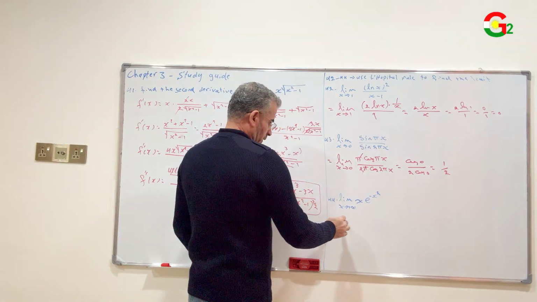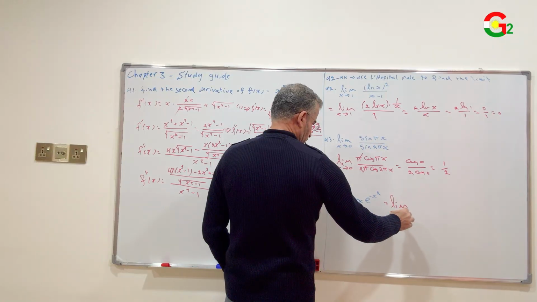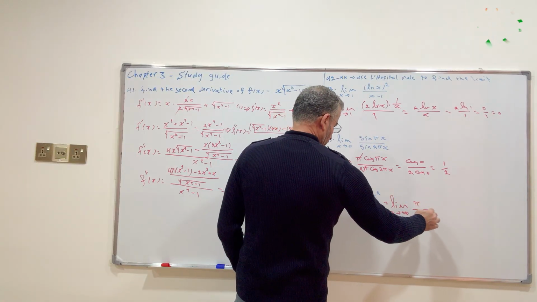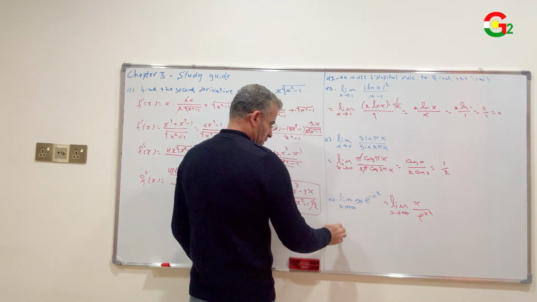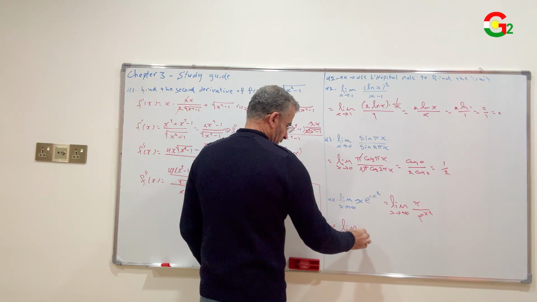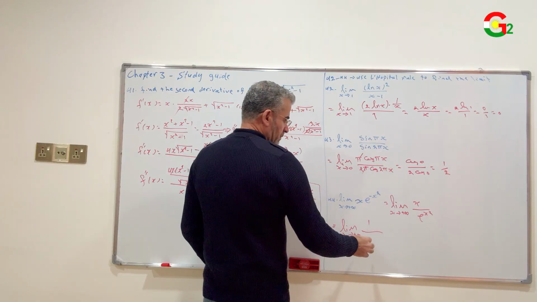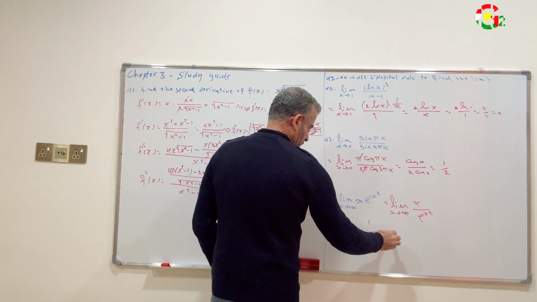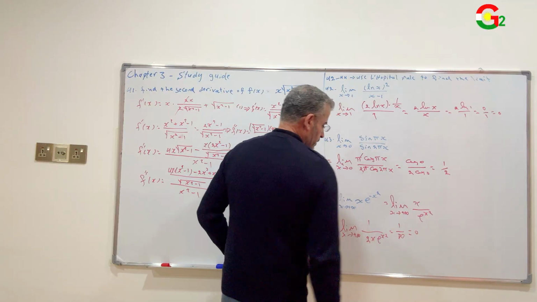Number 44, rewrite this limit as limit as x approaches positive infinity of x over e^(x²). Then use L'Hopital's rule, limit as x approaches positive infinity, derivative of x, 1, derivative of e^(x²), 2x e^(x²), equal to 1 over infinity, equal to 0.